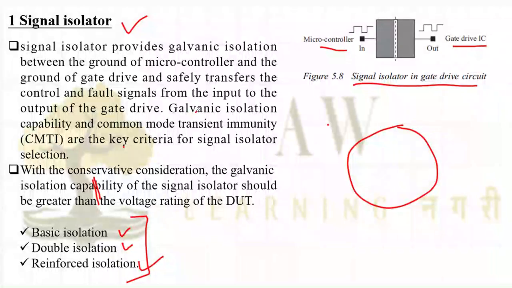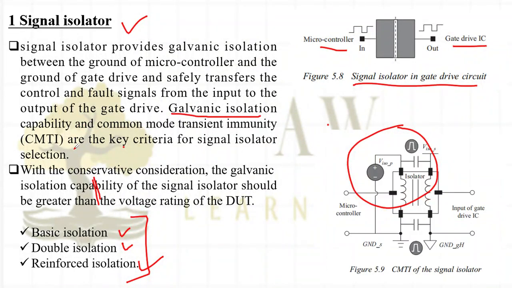So how should I select the signal isolator? What is the important criteria? Galvanic isolation capability and CMTI. What is the common mode transient immunity?